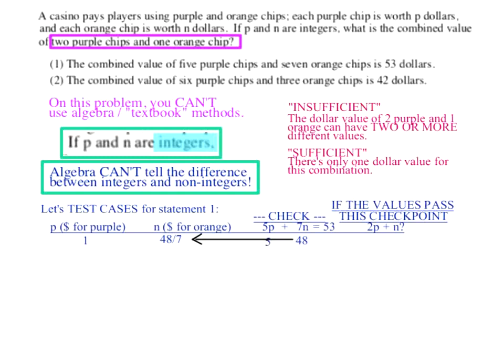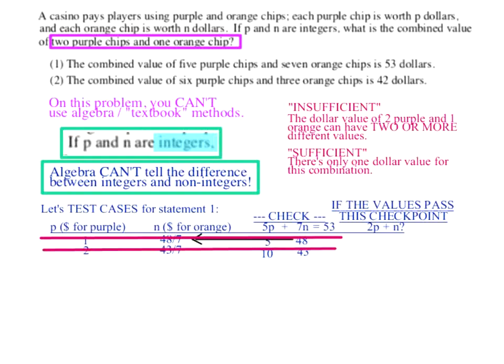This is not a yes to the question. It's also not a no to the question. It's a nothing. We just don't even go there. So let's keep that up. If a purple chip is worth $2, this is worth 10. 53 minus 10 would be 43. So that would be 43 over 7. That does not work.